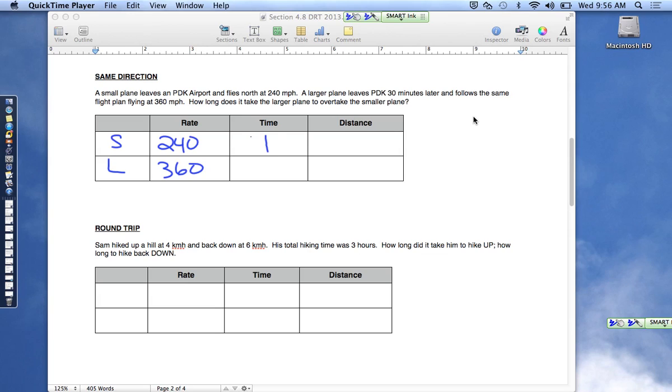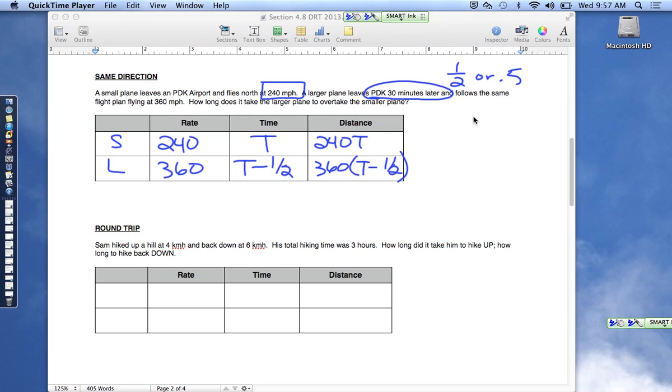If I let t be the travel time for the small plane, since the larger plane leaves 30 minutes later, its time in the air would be the small plane's time minus 1/2. Notice that the rates are given in miles per hour, so I would take the fractional portion of an hour that represents 30 minutes, 1/2 or 0.5, so that you stay in miles per hour. And then finally, your last column is distance. So simply multiply the rate times the time, the expression to represent that. And then the initial setup that represents what's going on.